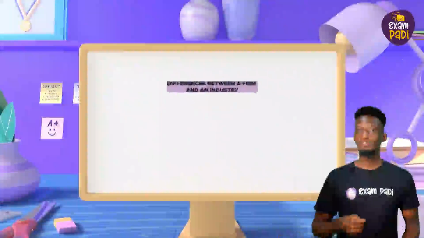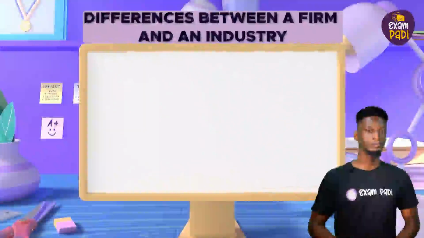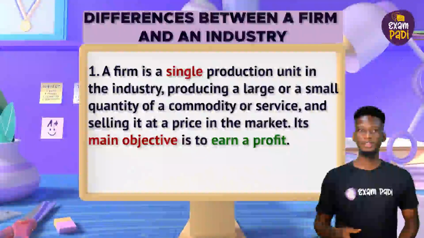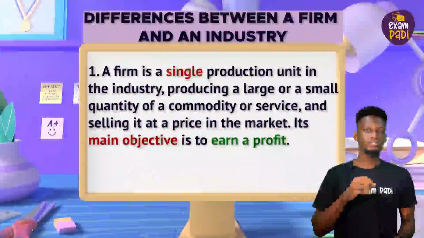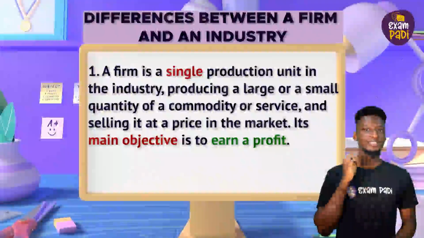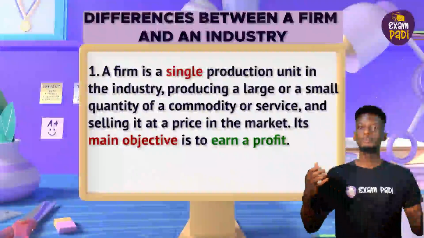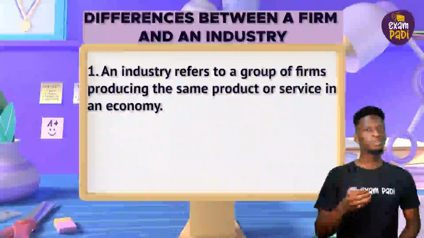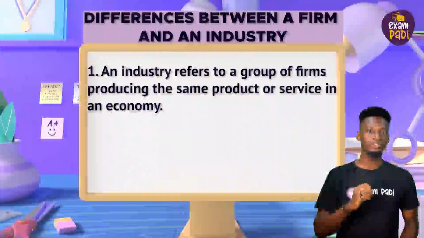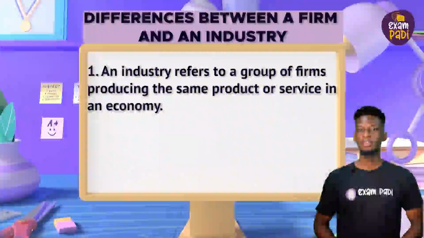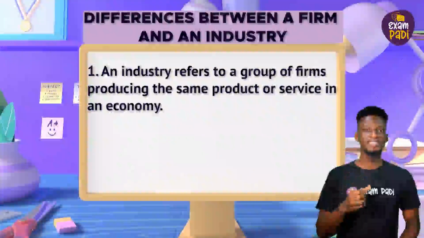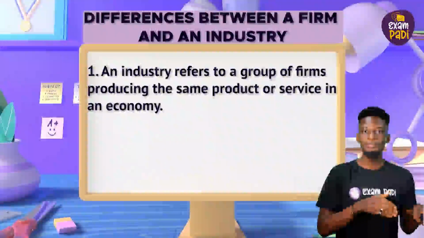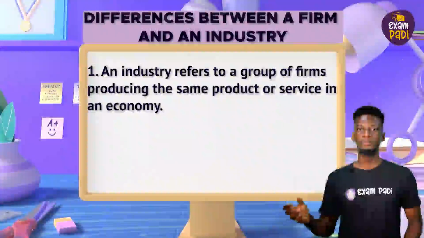What are the differences between a firm and an industry? Number 1, a firm is a single production unit in the industry, producing a large or small quantity of a commodity or service and selling it at a price in the market. Its main objective is to earn a profit. An industry, on the other hand, refers to a group of firms producing the same product or service in an economy. In simple words, the firm is the business unit that is doing business individually, and when many firms are doing the same business, then it is called an industry.